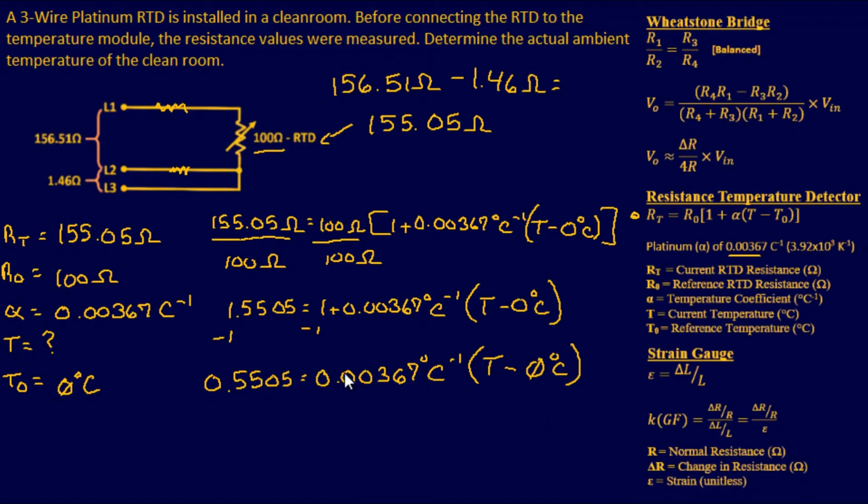All right. Now, just to make it easy on myself, I want to go ahead and multiply our alpha times T and then times 0, so we can get rid of these parentheses. Good news is, by doing that, alpha times 0 is pretty much 0, so that one's going to be easy. So it's going to be 0.5505 equals 0.00367 degrees Celsius inverted times T.